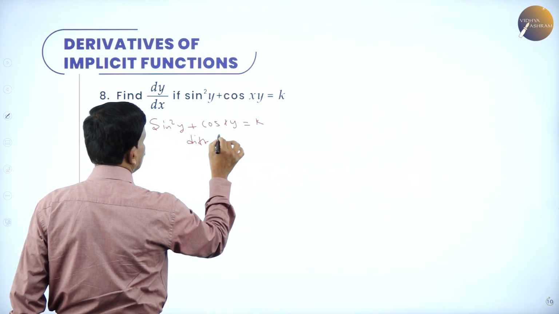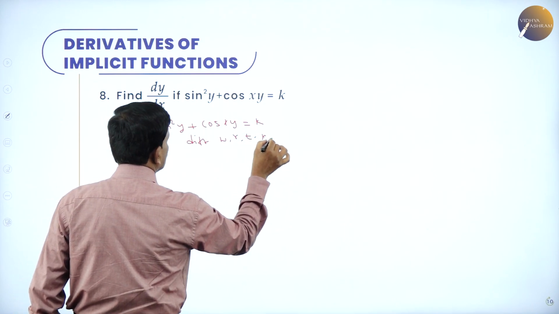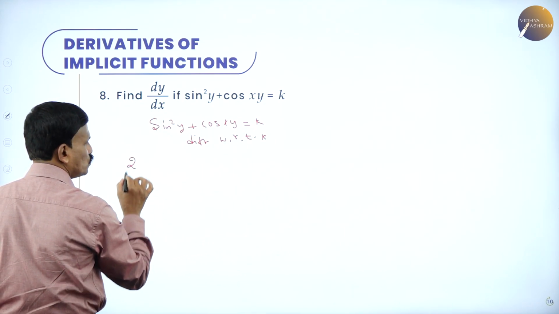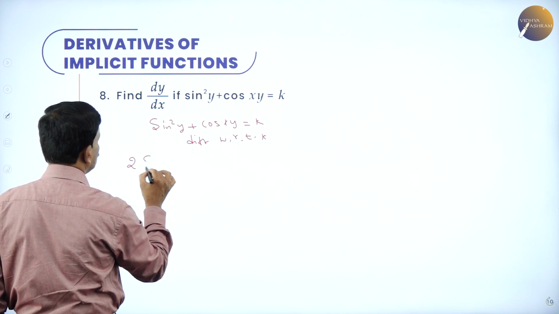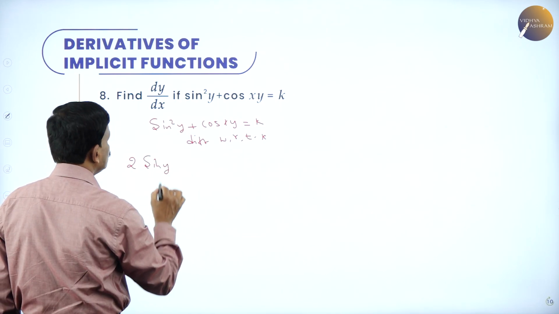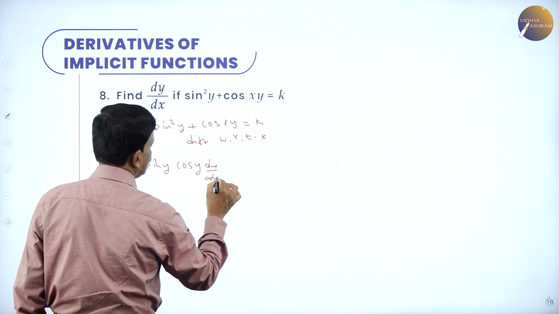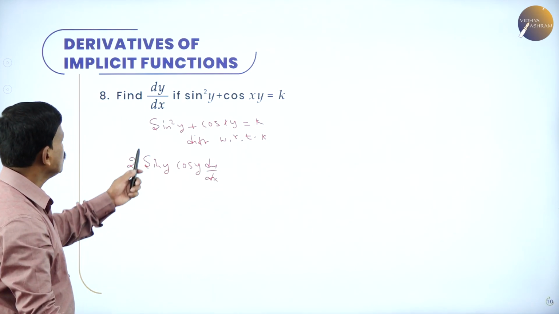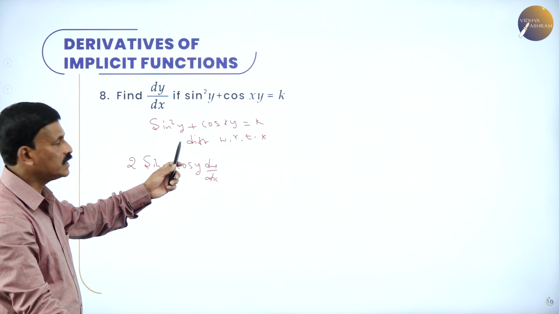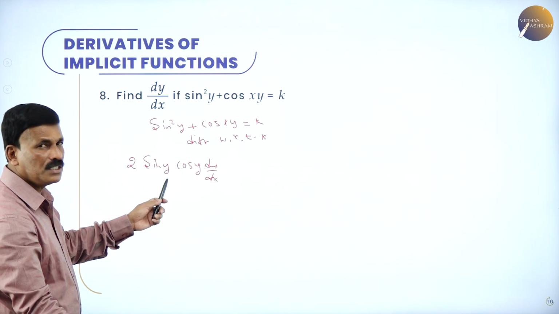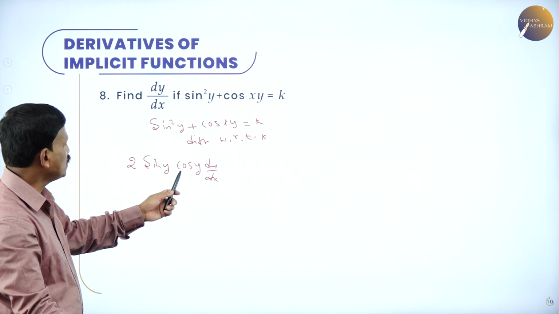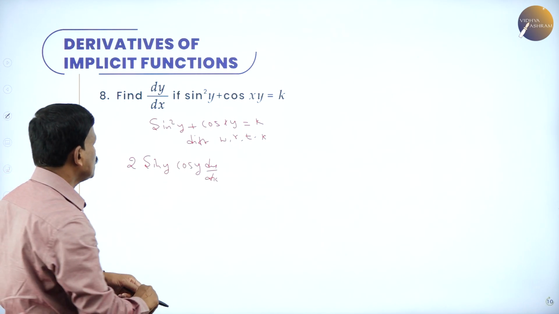Now differentiating with respect to x. So this is f of x to the power of n, where n is 2: 2 sin y into d by dx of sin y, which is cos y into dy by dx. Listen to me. This is f of x to the power of n. n is 2. 2 sin y into d by dx of sin y is cos y dy by dx.